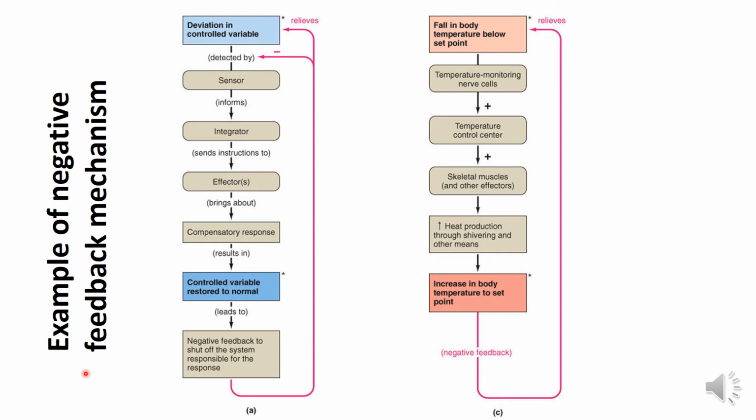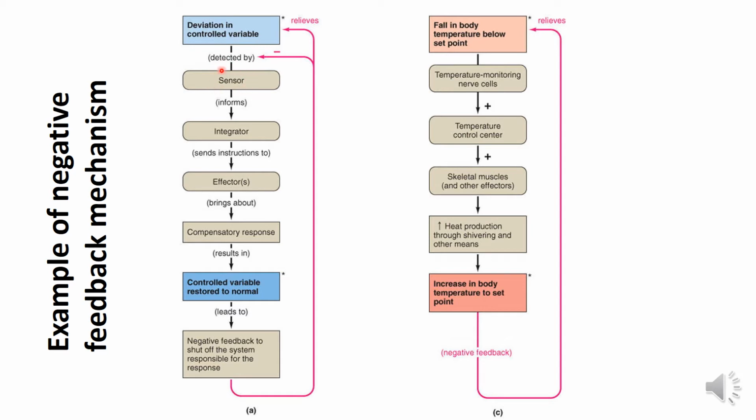An example of negative feedback mechanism. Let us see this diagram, which explained the process of negative feedback mechanism. So let us see here, if we start from here. Suppose there is a deviation, a change in certain variable. For instance, blood pressure, body temperature, concentration of certain hormone, concentration of ions, pH, and so on.